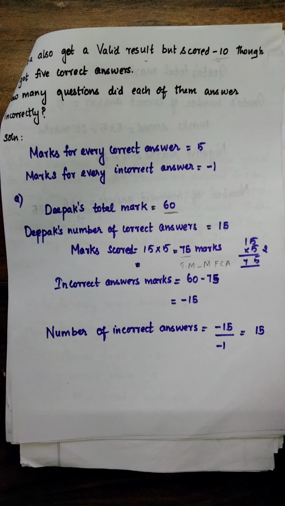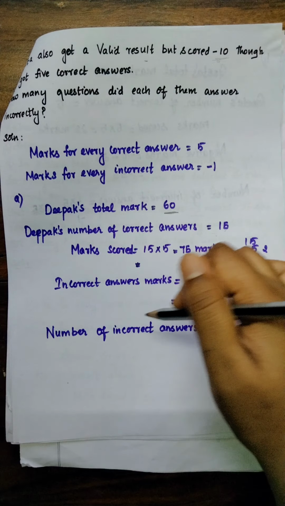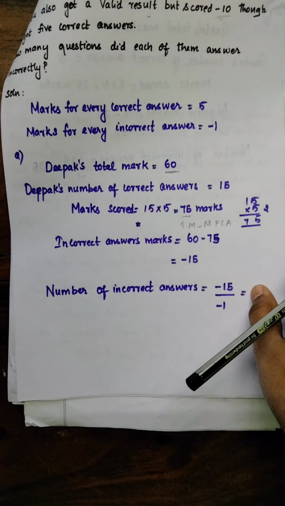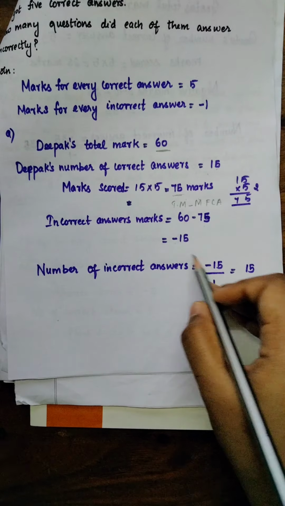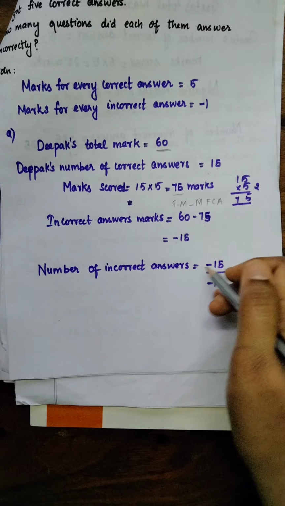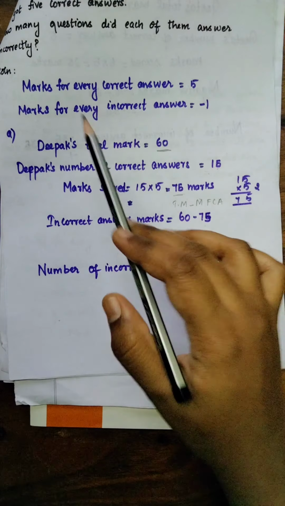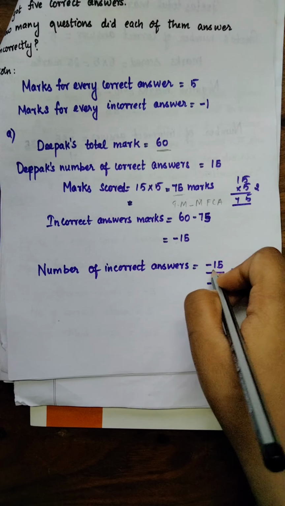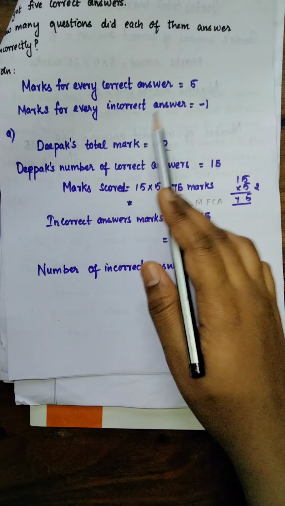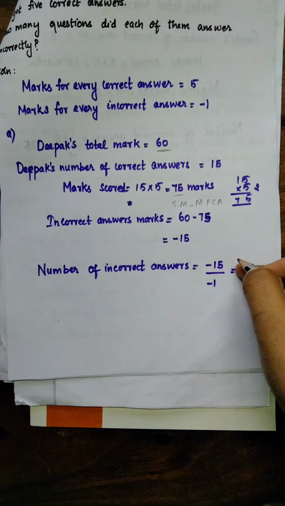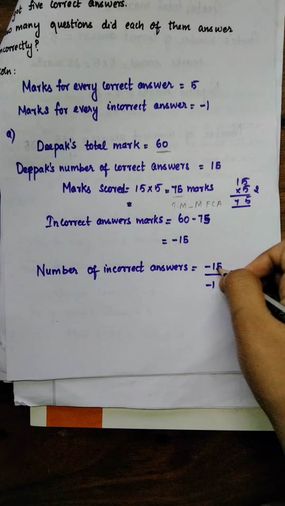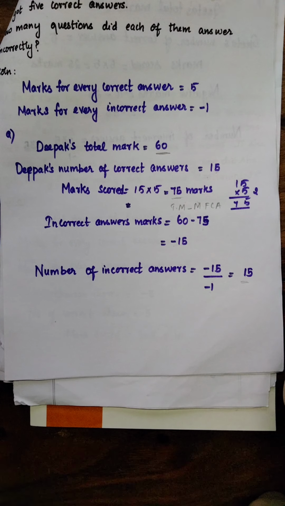Okay, how many incorrect questions? So number of incorrect answers is equal to minus 15, that is marks for incorrect answers, divided by marks for every incorrect answer, that is minus 1. Minus 15 divided by minus 1 is 15. This is our answer.